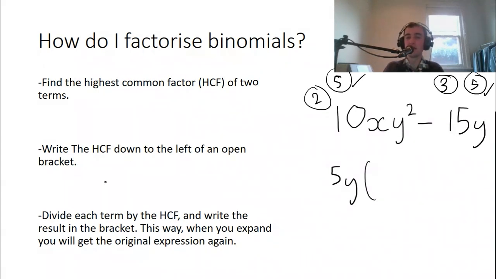Now you write the brackets, the open bracket, and then we divide each term by the highest common factor. So 10 divided by 5 is 2. Xy squared divided by y. Well, this y is going to cancel out one of the y's in the y squared, but it's not going to do anything to the x. So y squared, one of those y's is cancelled out, so I've only got one y left. And then we'll divide 15y by 5y. 15 divided by 5 is 3. And the y's will cancel out, so I have no y's here. And that's it. Now, hopefully this one was a little bit easier.